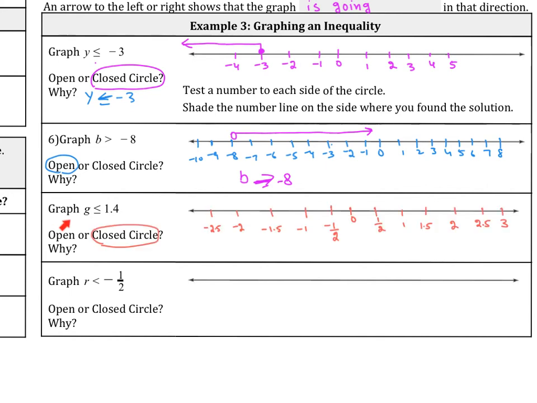So the next question is graph g less than or equal to 1.4. Since it's a less than or equal to, it's going to be a closed circle. If it is just less than or just greater than, then we're going to have an open circle. Now 1.4 is right before 1.5. So this is 1.5. 1.4 is this point right here. And it's going to be a closed circle.